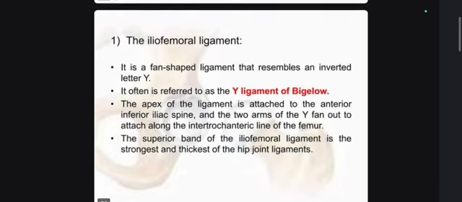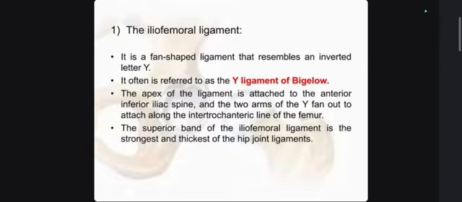The iliofemoral ligament is a fan-shaped ligament that resembles an inverted letter Y. It often is referred to as the Y ligament of Bigelow. The apex of the ligament is attached to the anterior inferior iliac spine, and the two ends of the Y fan out to attach along the intertrochanteric line of the femur. The superior band of the iliofemoral ligament is the strongest and thickest of the hip joint ligaments.